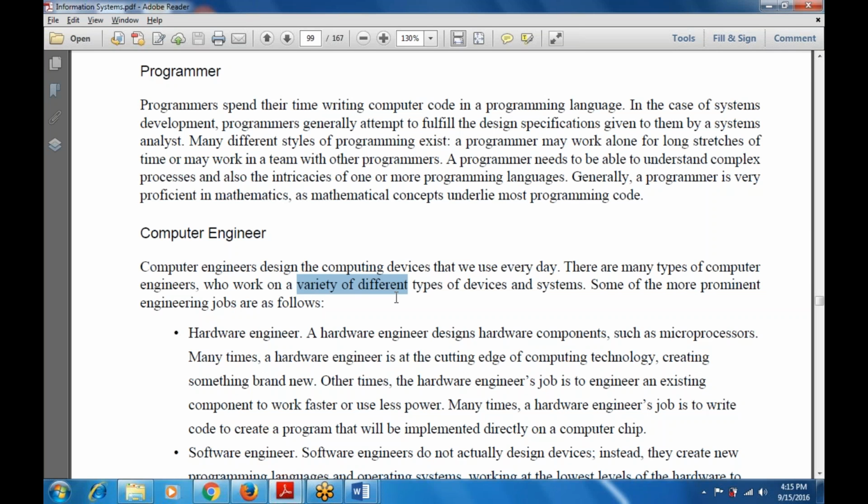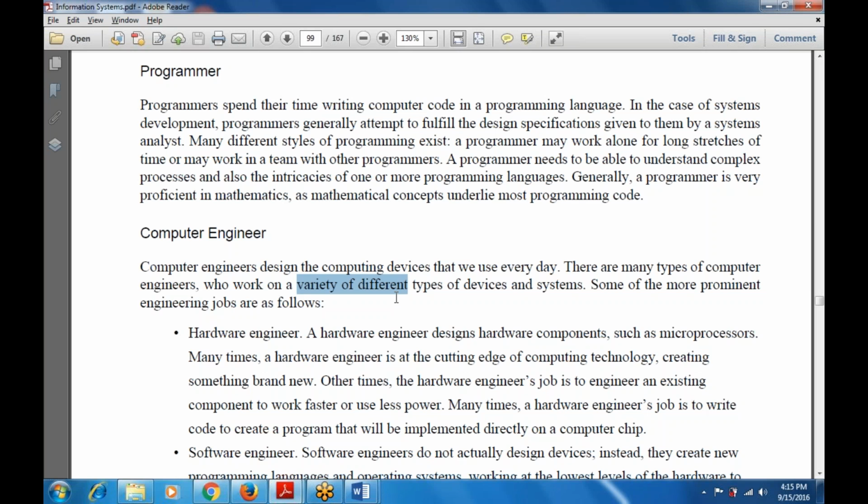A hardware engineer is an engineer who works only with the hardware concept. If there is any problem in the hardware, we can call the hardware engineer. A hardware engineer designs hardware components such as microprocessors. Many times hardware engineering is at the cutting edge of computing technology, creating something brand new. Other times, the hardware engineer's job is to engineer an existing component to work faster or use less power.